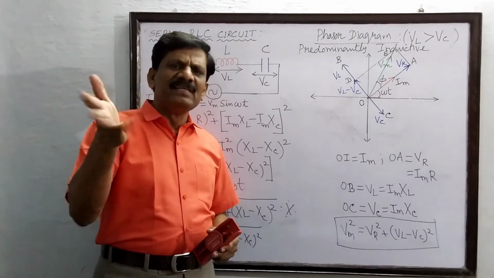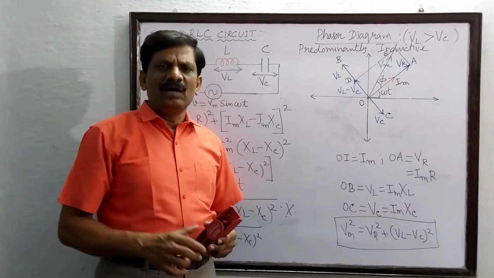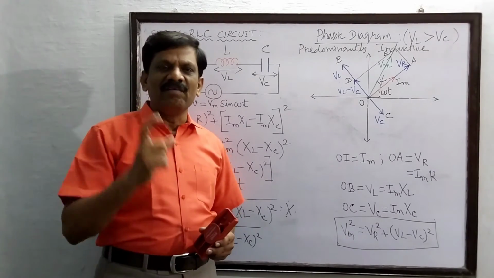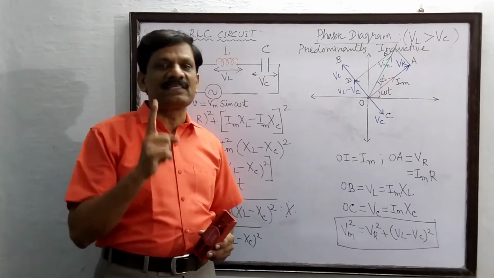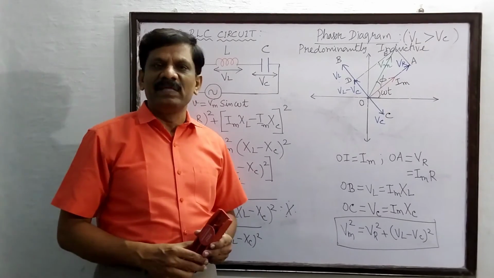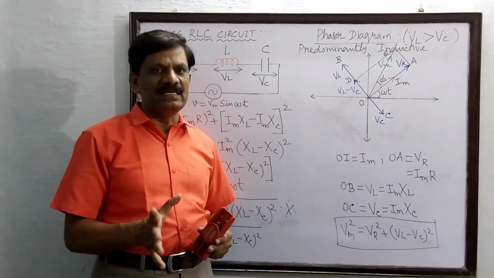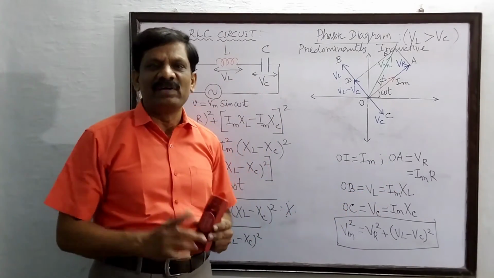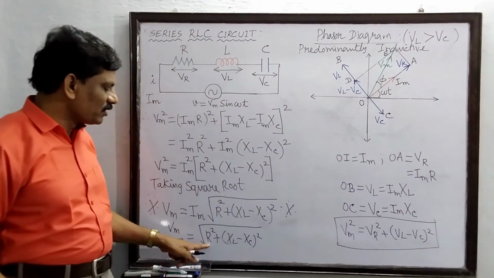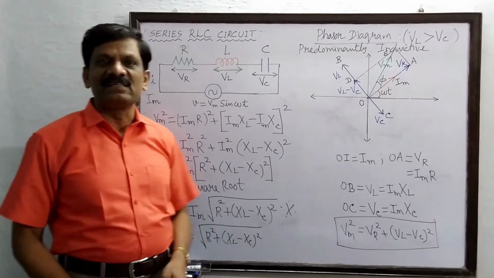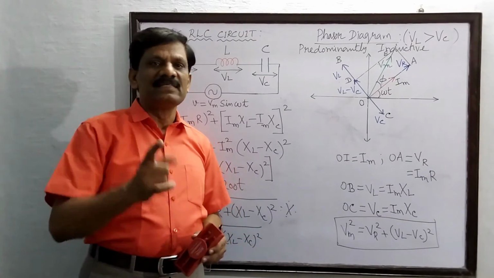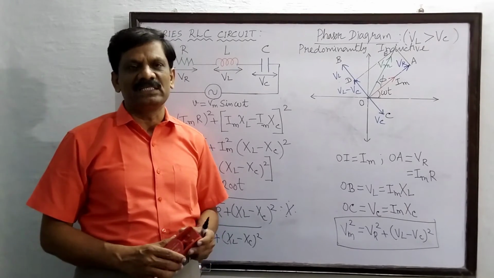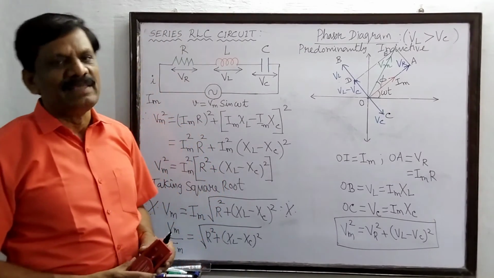In the previous individual circuits, the opposition offered by the resistor alone is R, the opposition offered by the inductor alone is XL, and the opposition offered by the capacitor alone is XC. Now all three are united together and they are opposing the current by a factor equal to the square root of R square plus (XL minus XC) the whole square. So this is the effective opposition offered by the RLC combination, and this only is called the impedance.